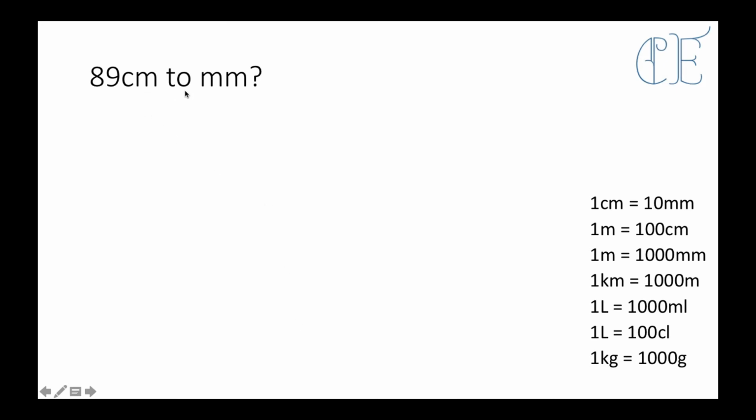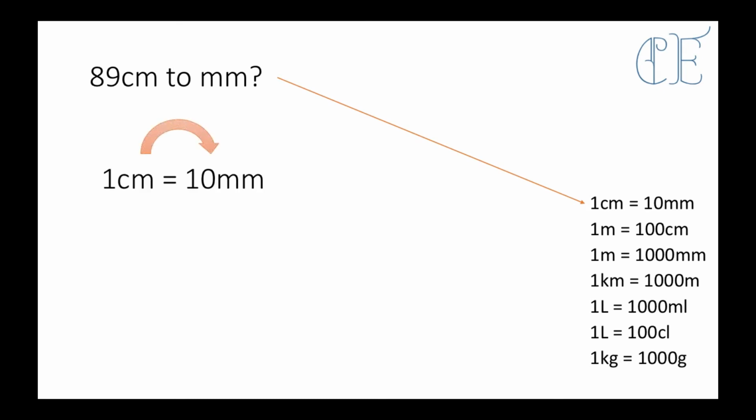Okay, 89 centimetres to millimetres. Looking down our list, please pause the video if you want to have a go first. Okay, we're going to have to use this conversion factor. 1 centimetre equals 10 millimetres.